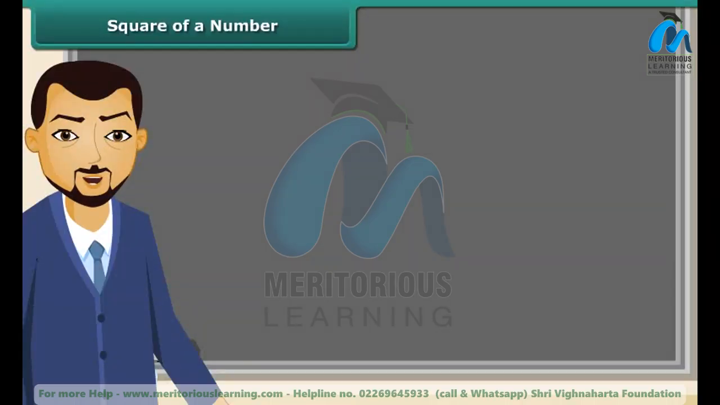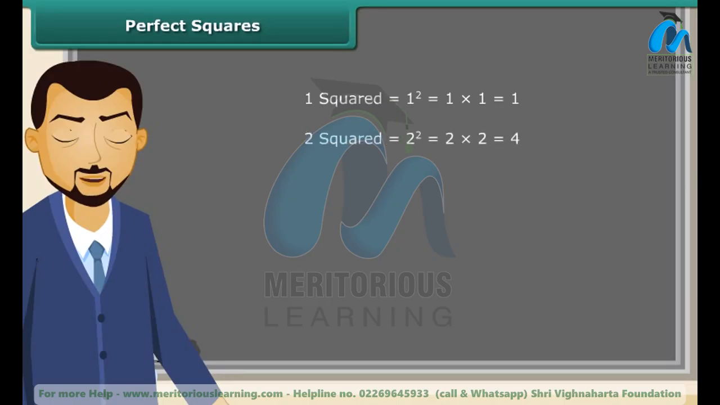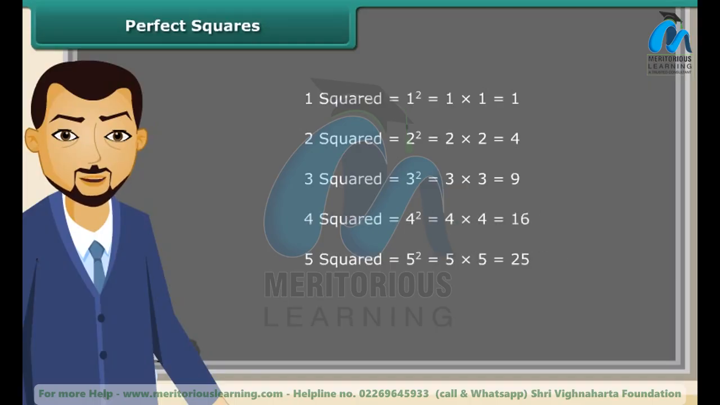Let us first learn about squares. How can we square a number? It is easy. Just multiply the number with itself. You can also write square in the superscript. This tells 4 is multiplied twice, which is equal to 16. Let us read. 1 square is 1. 2 square is 4. 3 square is 9. 4 square is 16. 5 square is 25, and so on.